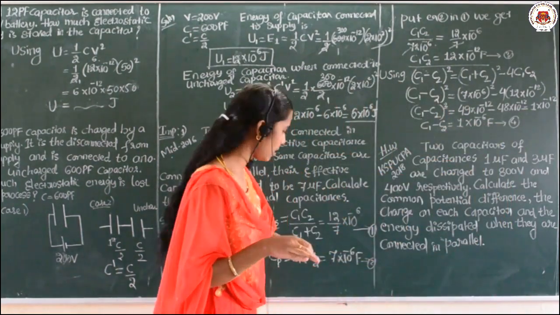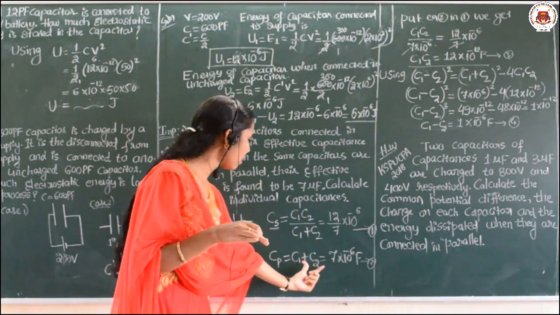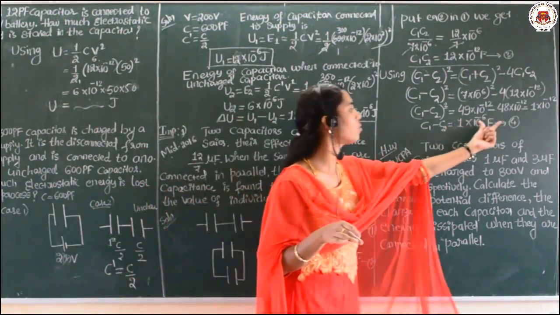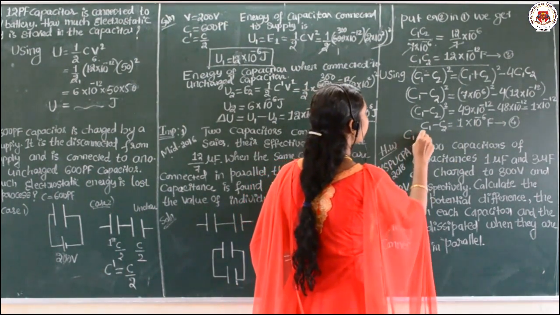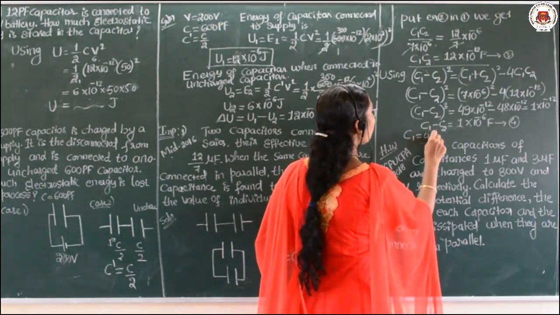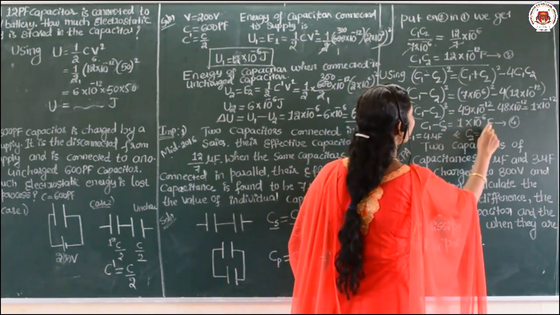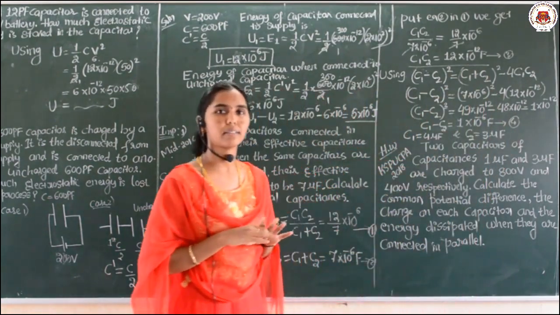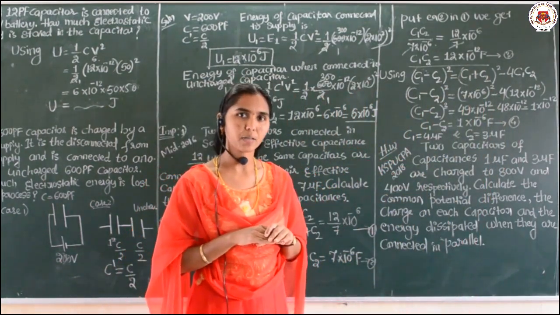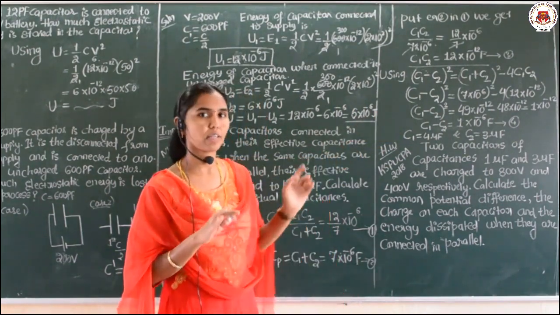Then see, dear children, the remaining part you only have to continue by using equations 2 and 4. If you solve, you get the answer: C1 is equal to 4 microfarad and C2 is equal to 3 microfarad. This will be your answer. Is that clear? Yes, solve it and you have to send me.